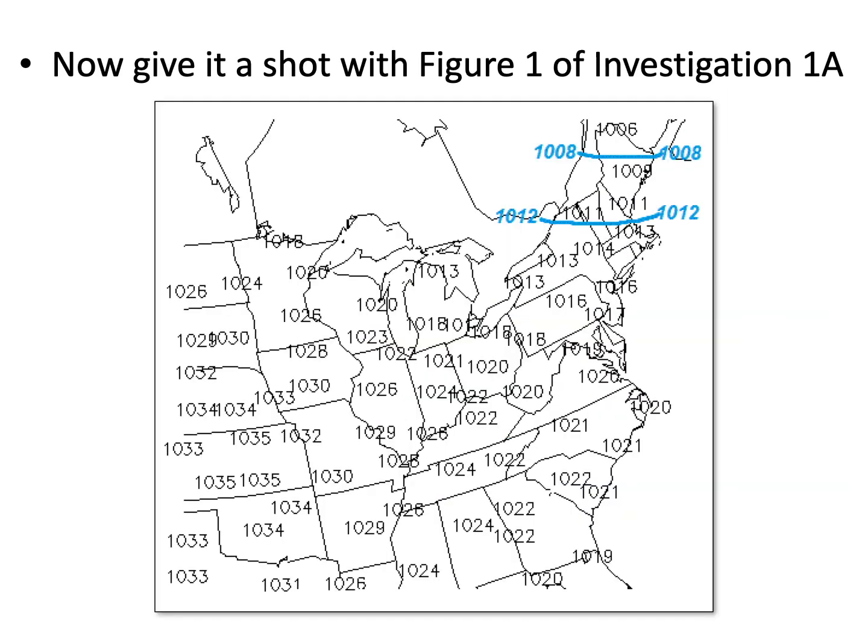Now here's what figure 1 looks like in Investigation 1A. Already you've got the 1008 and the 1012. Take a look around. Notice that your lowest pressure is actually up here in Maine, already identified. And then you'll likely have to look down on the western part of the map to find your high pressure spot. But it should be able to get you started pretty well. Remember, start with the 1016 contour and see where you can go.